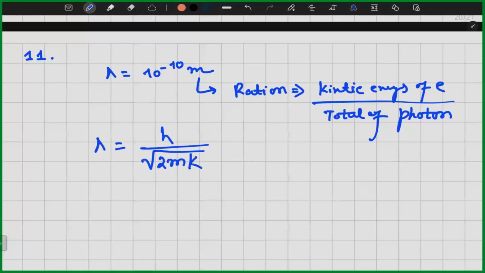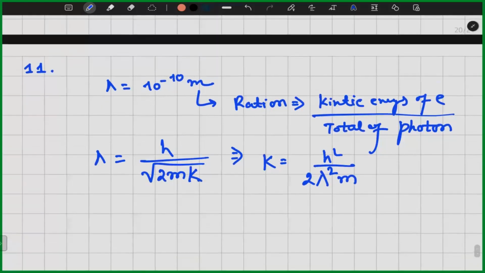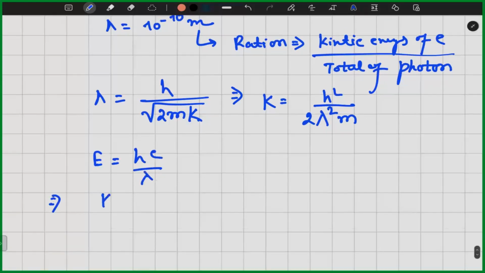Right. So this is the kinetic energy. So we can write that K is equal to h square by lambda square into 2m. Okay. And the total energy of the photon is equal to hc by lambda. So K by E is what they have asked.